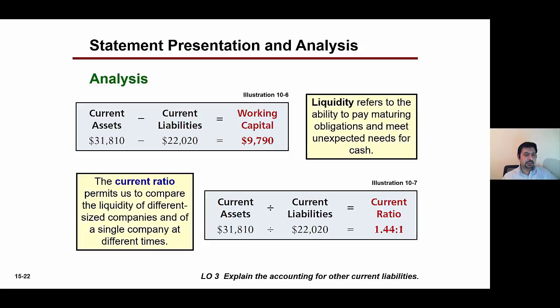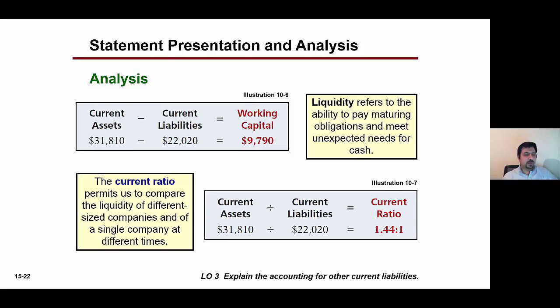So the working capital is the difference between the total current assets and current liabilities. And while this is useful to analyze the liquidity of the company, it is not as good for comparison when you are trying to compare companies of different sizes, because this gives you an absolute number. So a working capital of, for example, $10 million could be good for a small company, but a working capital of $10 million for a company like Apple or Google would not be good.